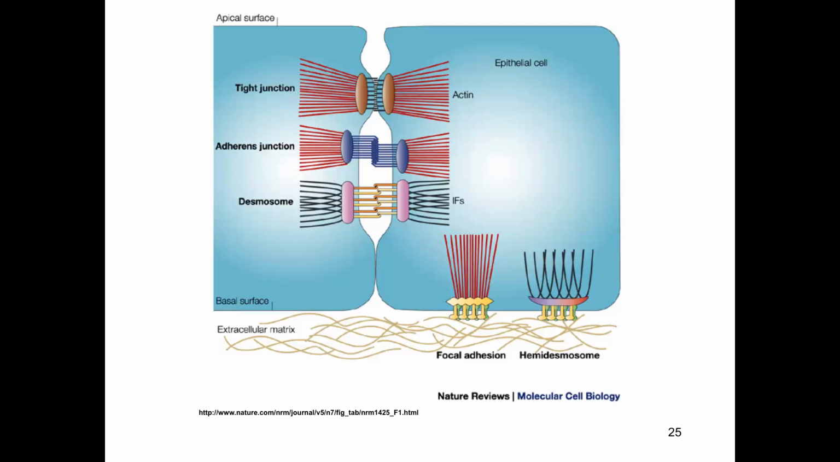Now, if you look at the adherens junctions and the desmosomes, their function is to prevent the cells from separating, right? Whereas with the hemidesmosomes, it's helping to anchor the cells onto the basement membrane, right? Whereas again, focal adhesions, those are for motility.